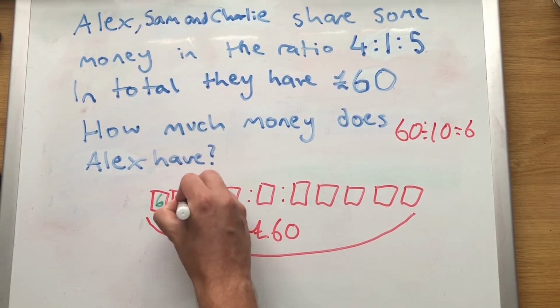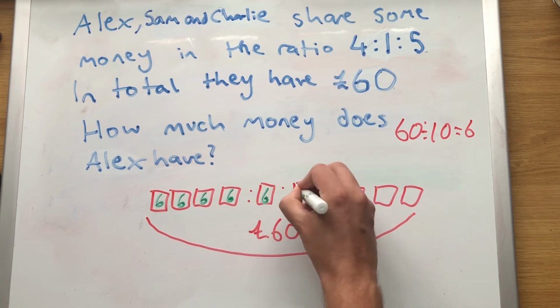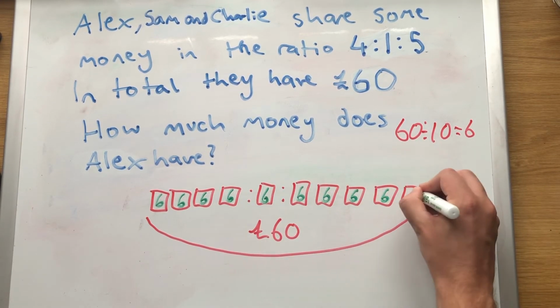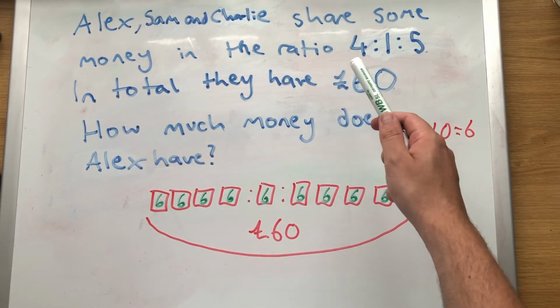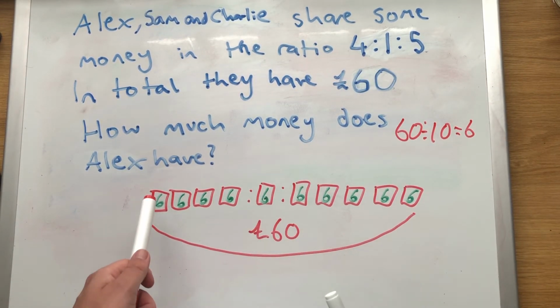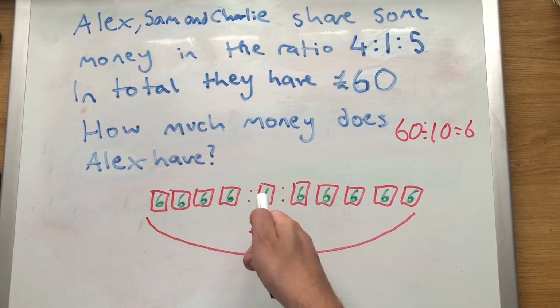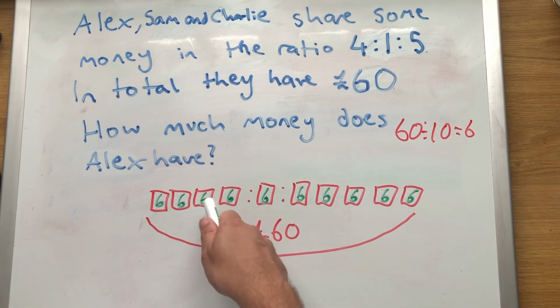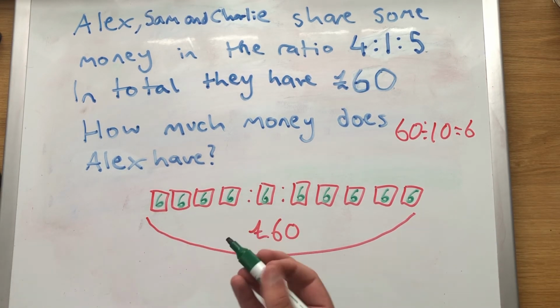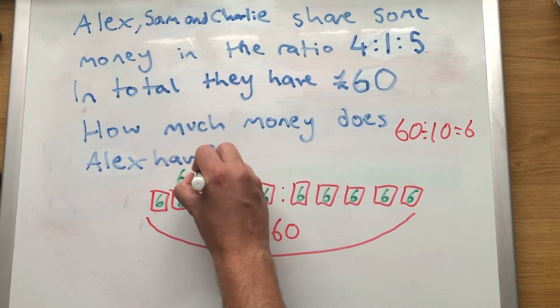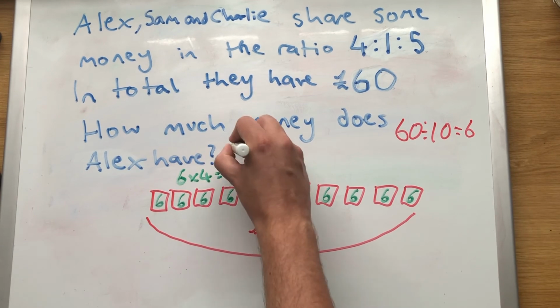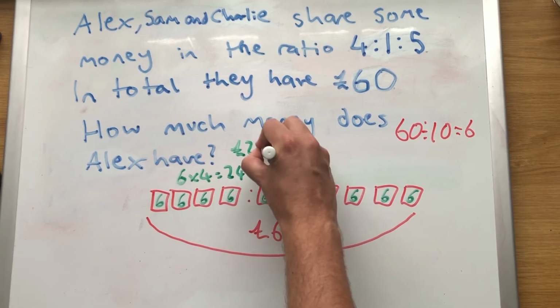We can put a 6 in every single box. The question says, how much money does Alex have? Alex is the first name, so Alex is the first number. So we got 1, 2, 3, 4 boxes for Alex. Each box is worth 6, so 6 plus 6 plus 6 plus 6. Or to do it easier, we can do 6 times 4, we'll get 24. So how much money does Alex have? £24.